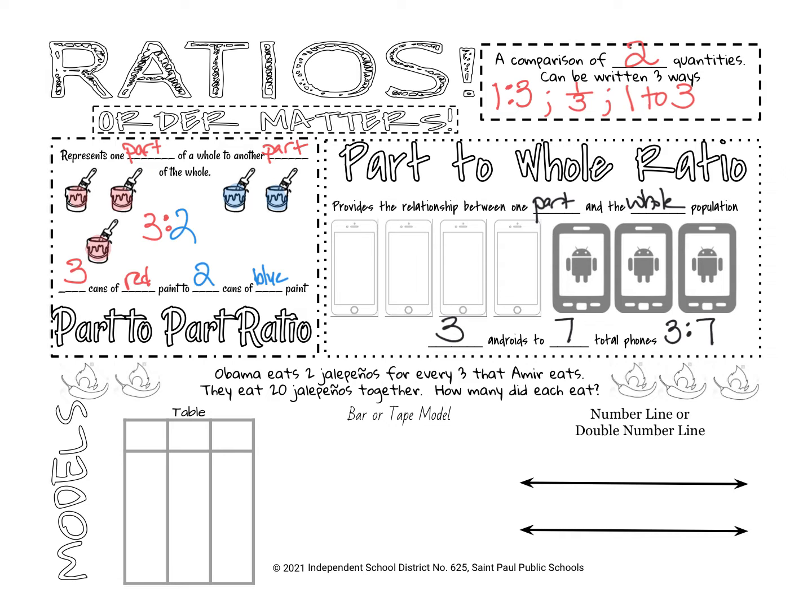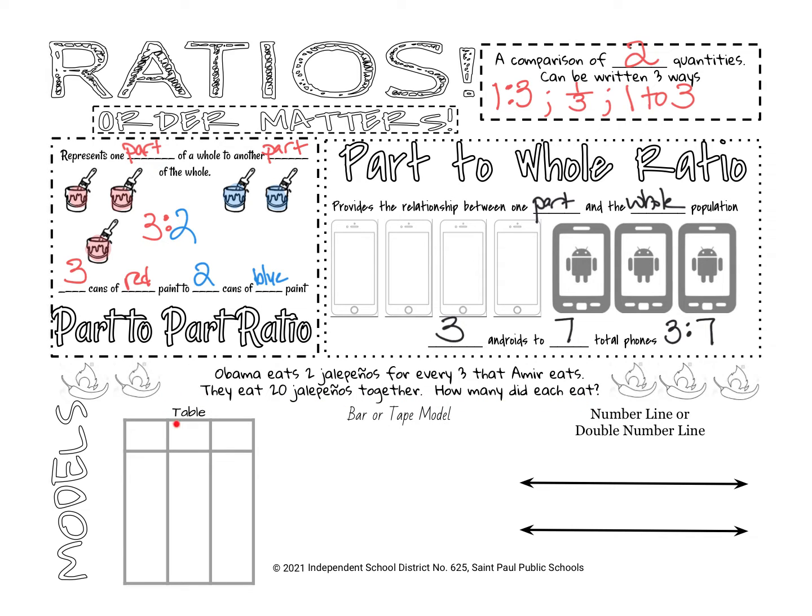Now, we can use ratios to help us solve problems and think through them. Because a lot of times when we're mixing things, as we found out in that paint mixing activity, we use ratios to make these mixtures and things like that. And sometimes they have to be mixed in a certain way. So we're going to look at this example where Obama is eating 2 jalapenos for every 3 that Amir eats. They're going to eat 20 jalapenos altogether. So we want to know how many did they each eat.